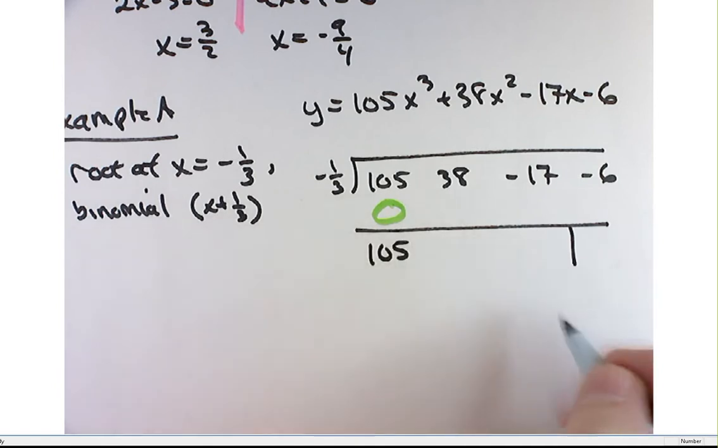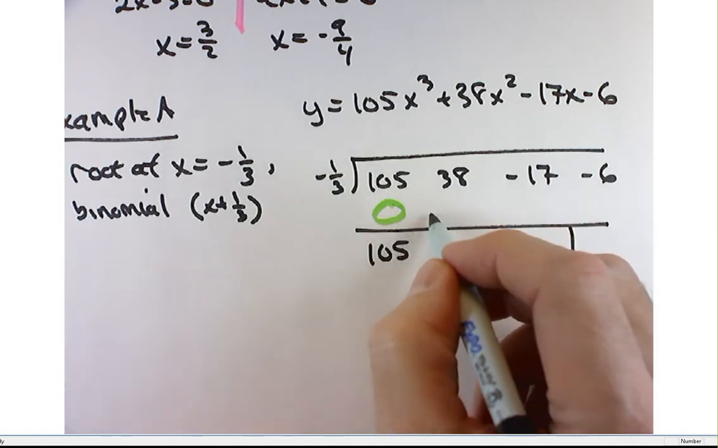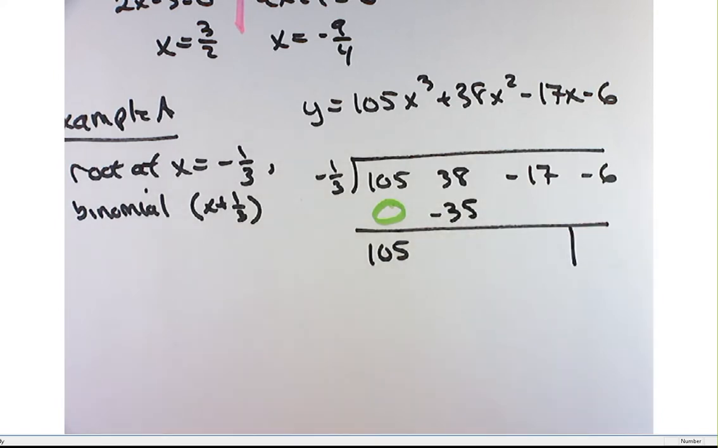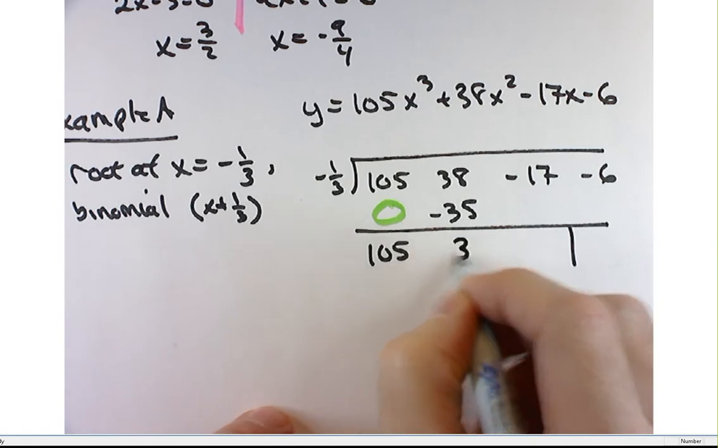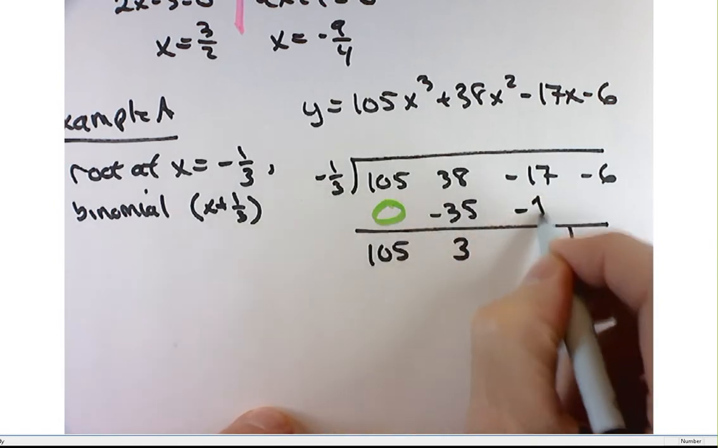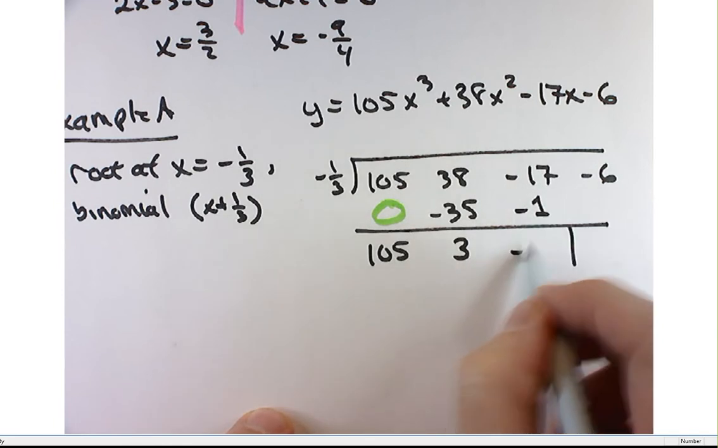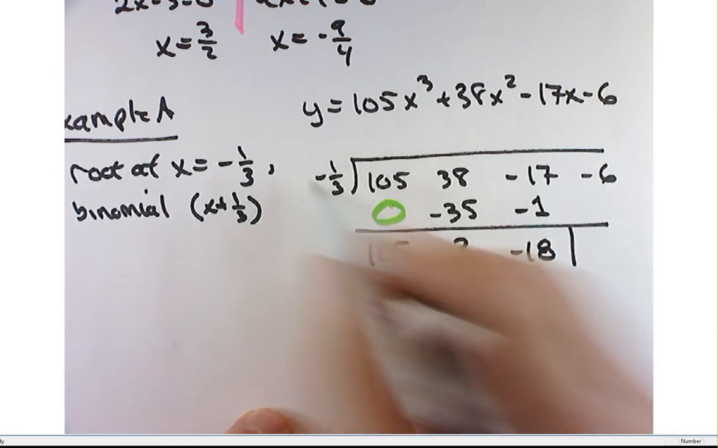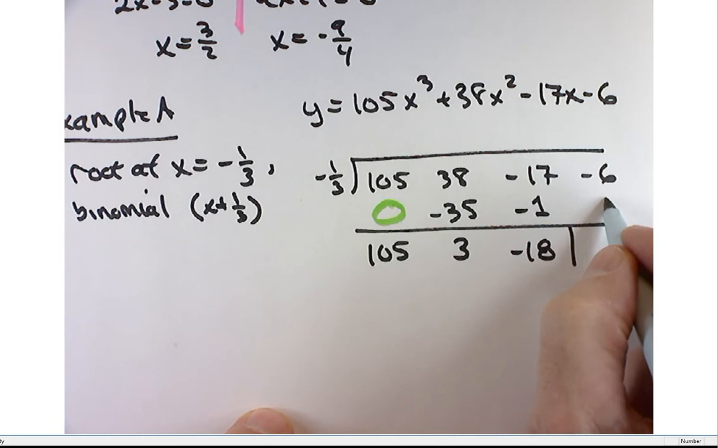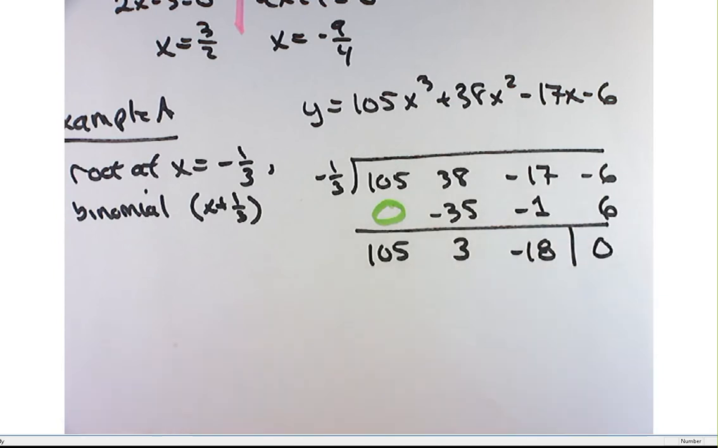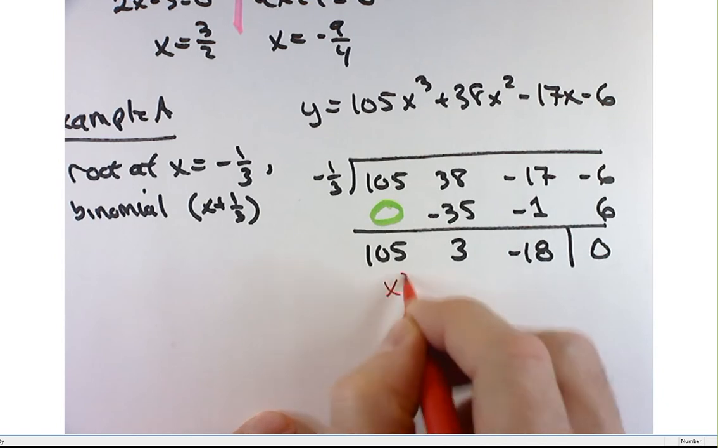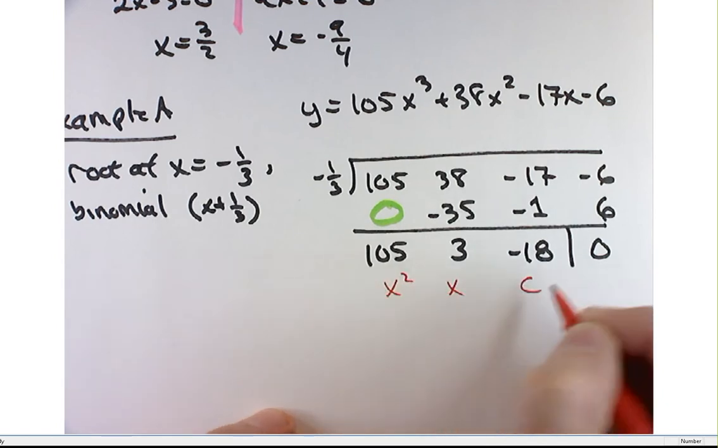And we can add going down. We get 105. Multiply to go up. That's negative 35. Add going down. What's that give me? 3. Multiply to go up. Gives me negative 1. Add to go down. Negative 18. Multiply gives me a positive 6. And bam, 0. That's great, because this kind of narrows down my problem a little bit. So this is your x squared, that's your coefficient of x, that's your constant term.